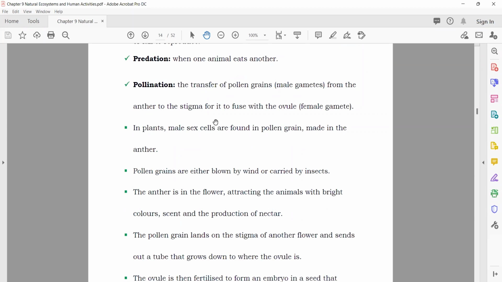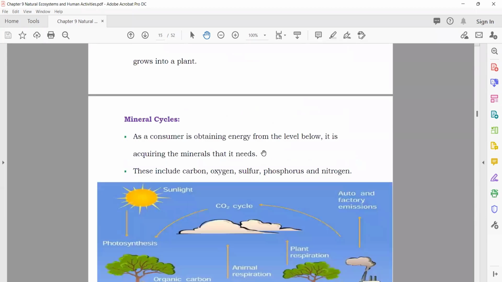Then you have pollination, which is the process when pollen grains move from one flower to another flower, then the process starts and the seeds and other things are produced.